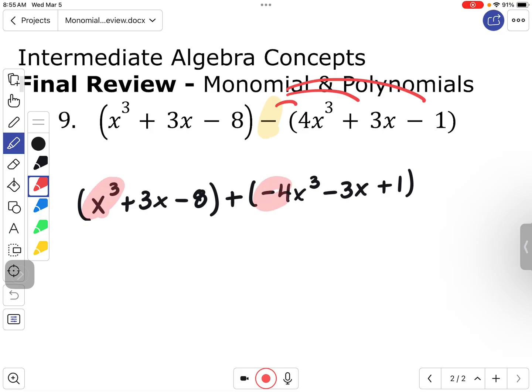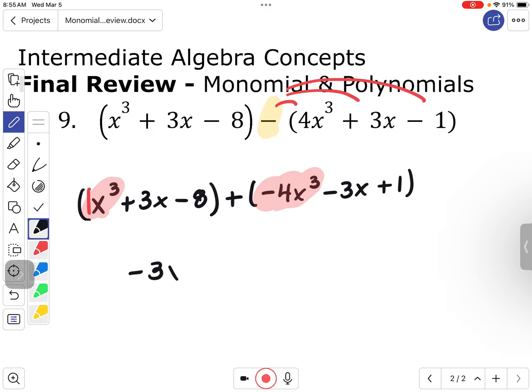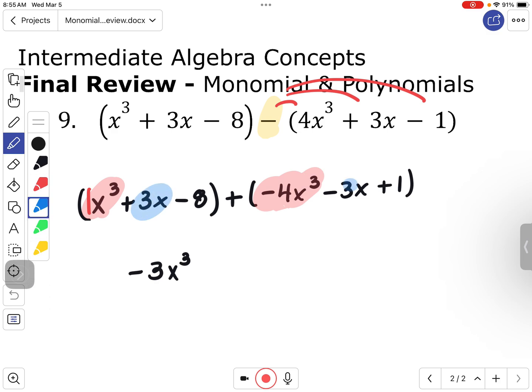So if I have x to the third minus 4x to the third, that x to the third, remember, has a 1 in front of it. So that's going to give me a negative 3x to the third. If I have a 3x minus 3x, okay, 3 minus 3 is 0. And we never write 0x in the math world. If there's none there, we just leave it blank.